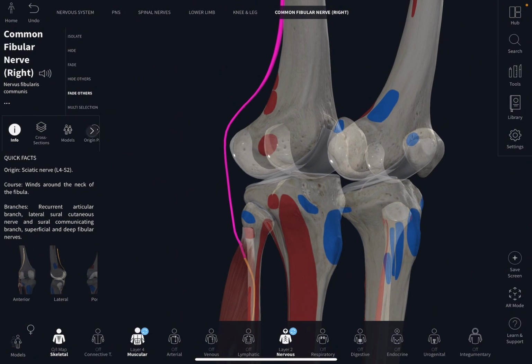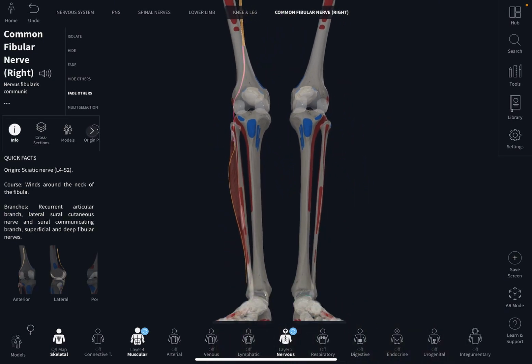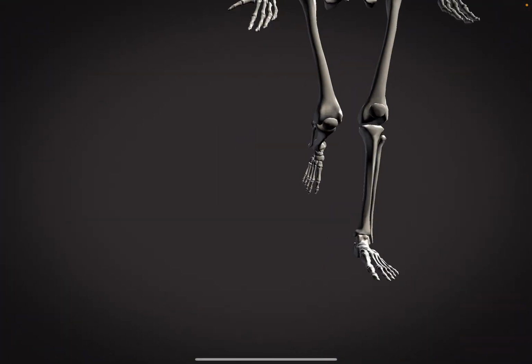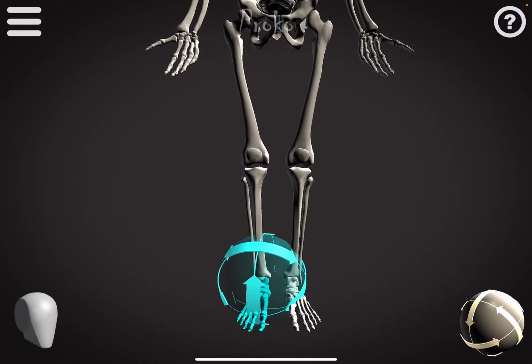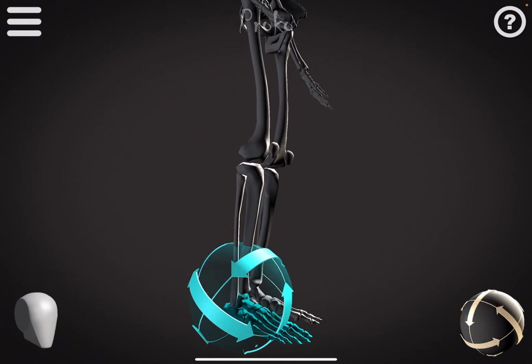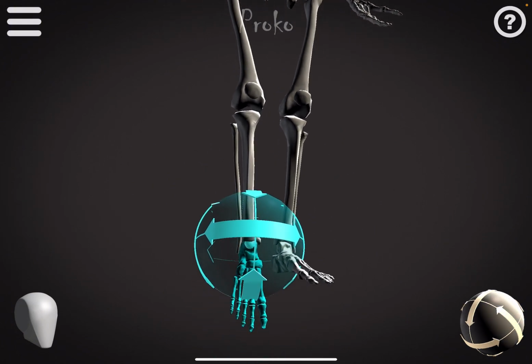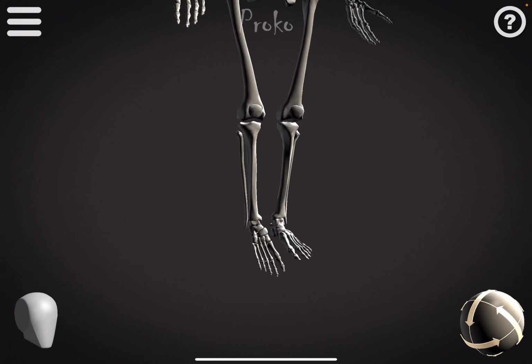So remember, the lateral compartment helps a lot with eversion, and the anterior compartment helps out a lot with dorsiflexion. So when this happens, we're going to have a foot drop. Let me go back to our skeleton. So with injury to the common fibular nerve, our foot won't be able to dorsiflex anymore. So we'll be like this. And it won't be able to evert anymore. So it's going to be more like that. So this is going to be really hard to walk with.